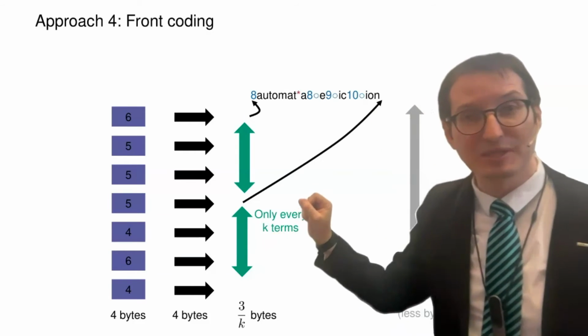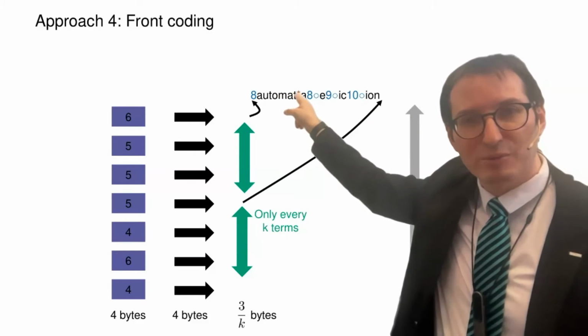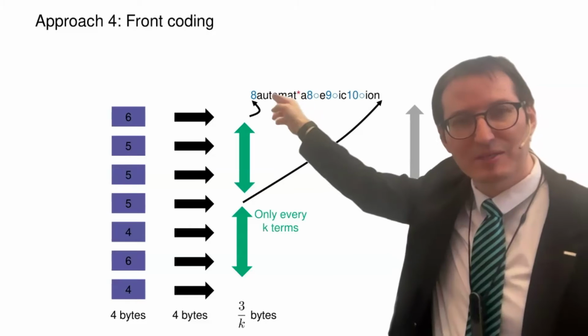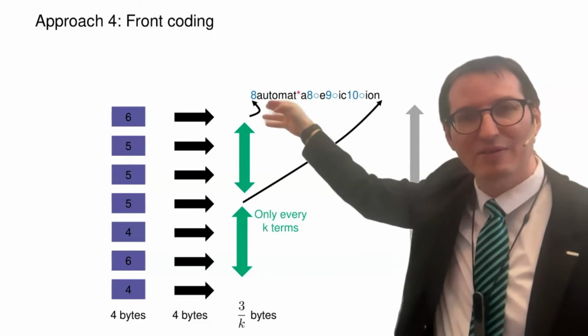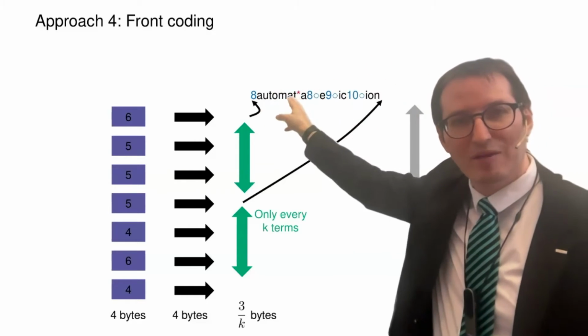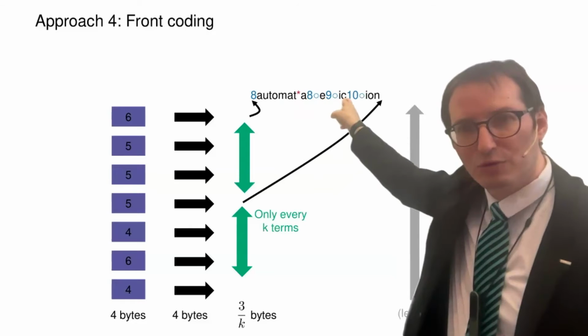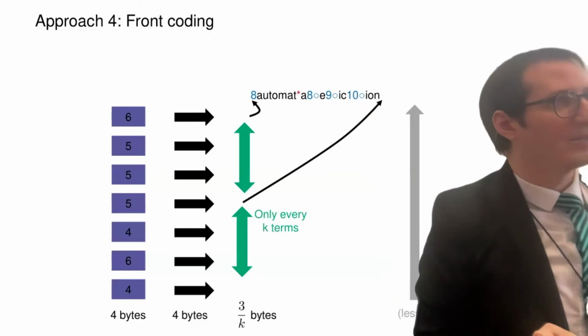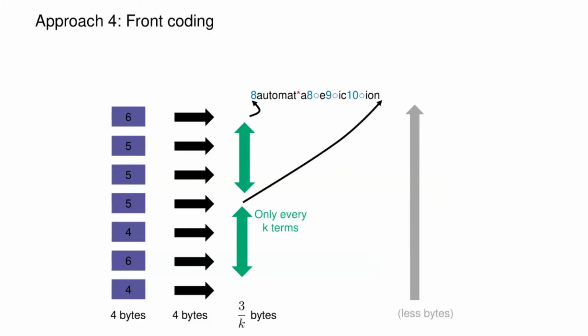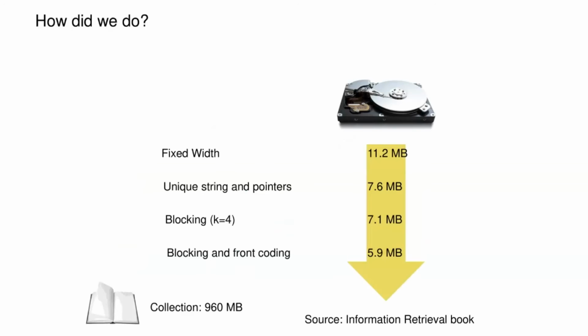That's called front coding. What we can do is add a special character here that basically says whatever is on the left is shared by the next terms. And then we have automata, automate, automatic, automation, and so on. So with special characters, because it's sorted alphabetically, and there will be patterns like that, we can squeeze even more with front coding, right? So this is the fourth technique.